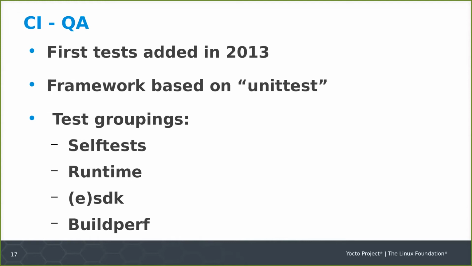This goes into the history of how long we've had the ability to do testing in the project. The first test I've been able to find landed in the repository around 2013. The framework we use is Python based, with the unit test module as the keystone for the whole thing. We've got various groupings of tests: self-tests, runtime tests, the extensible SDK, and build perf.